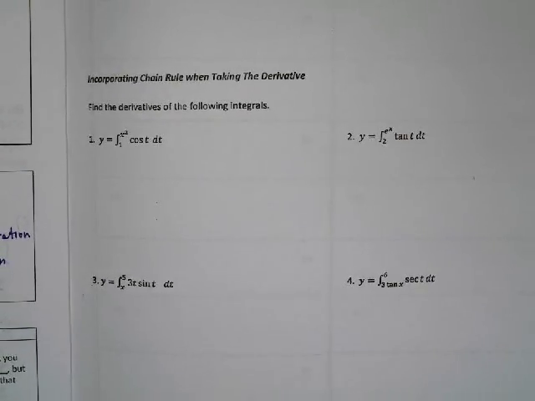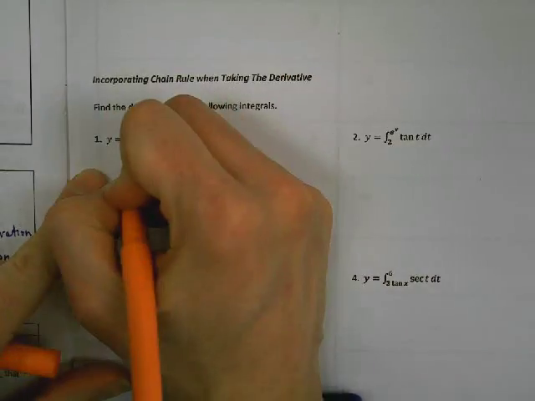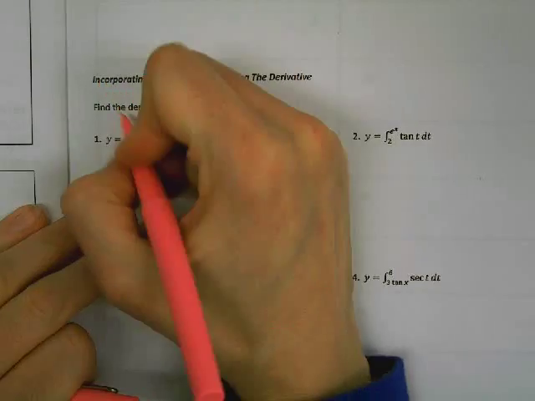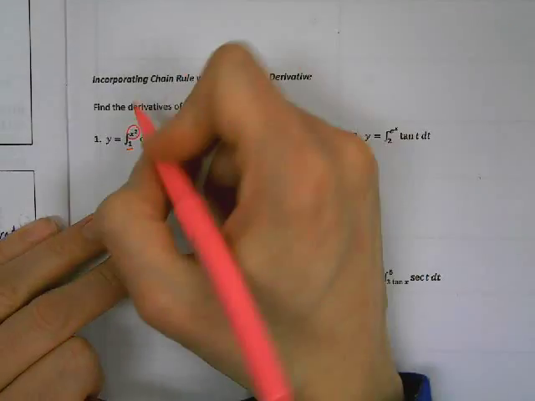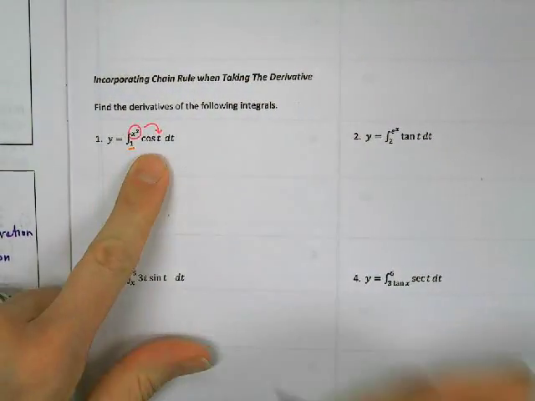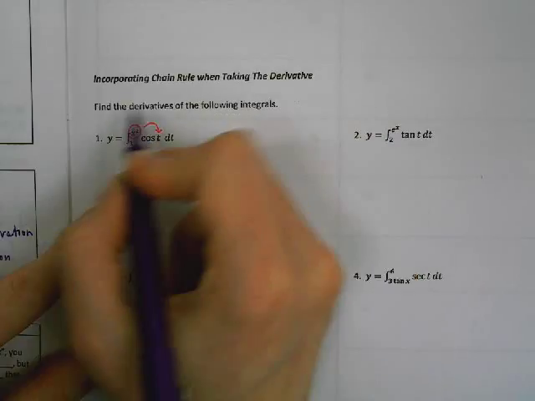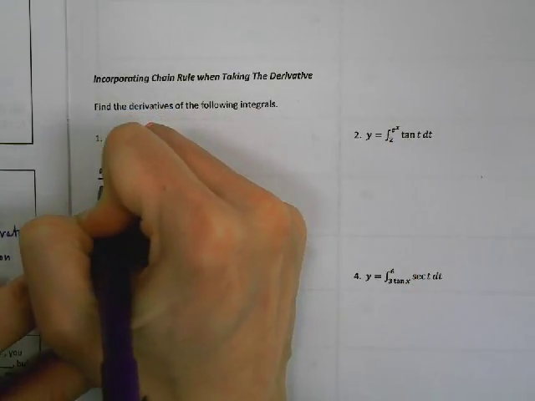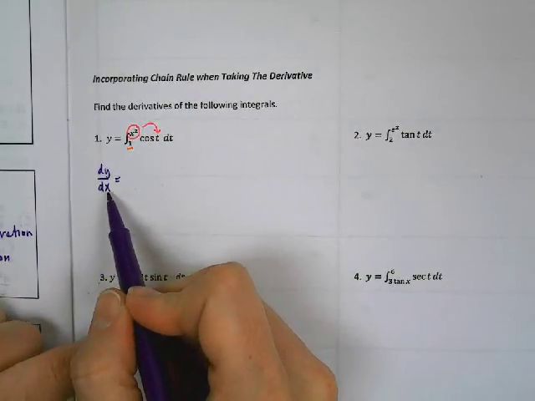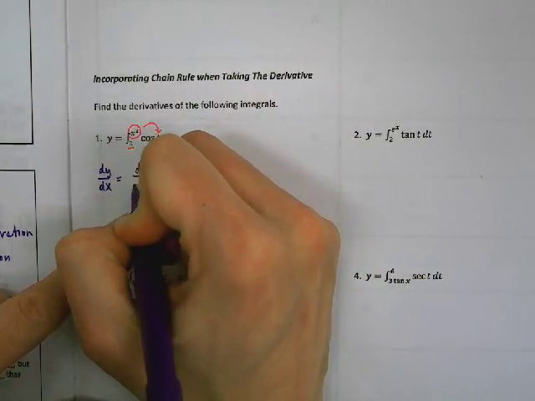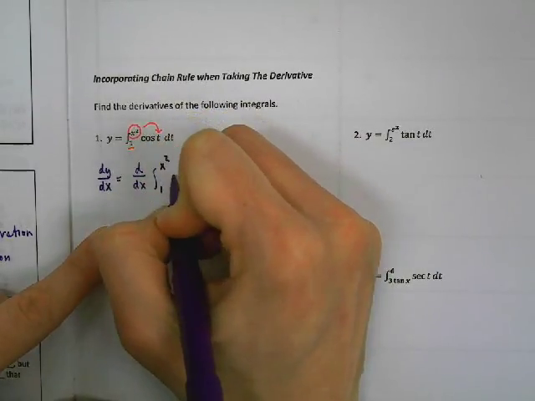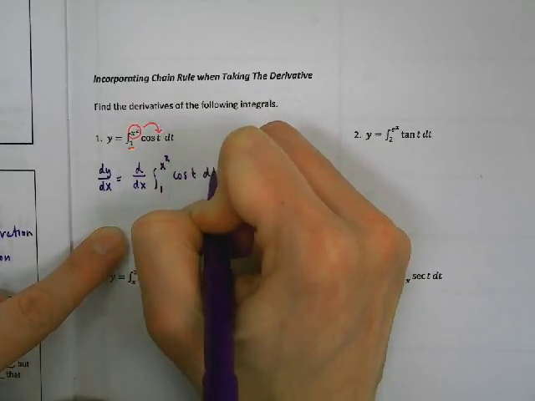All right, so for number 1, again, I'm always making sure, is my lower limit a constant? And in this case it is. I just happen to have my upper limit as a function of x. So I'm going to start off the same. I still substitute that for the variable in my integral. So let's see, find the derivatives. I'm taking dy dx. Here I want us to be very careful with our notation. The derivative of y with respect to x is the derivative with respect to x of our integral from 1 to x squared of cosine t dt.